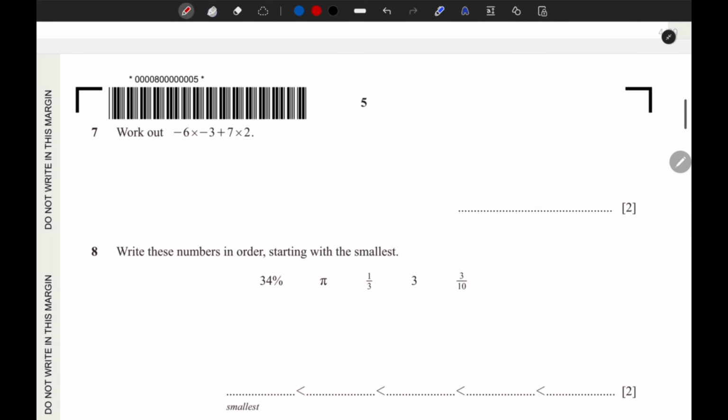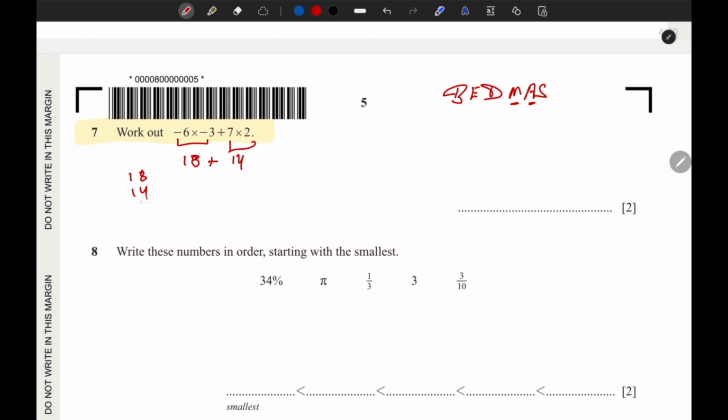Okay, question 7. Work out -6 times -3 plus 7 times 2. So what we are going to follow is the BEDMAS rule. First of all we do the multiplication, because multiplication is ahead of addition. So following the BEDMAS rule, -6 times -3 will be 18, and plus 7 times 2 will be 14. So what is 18 plus 14?